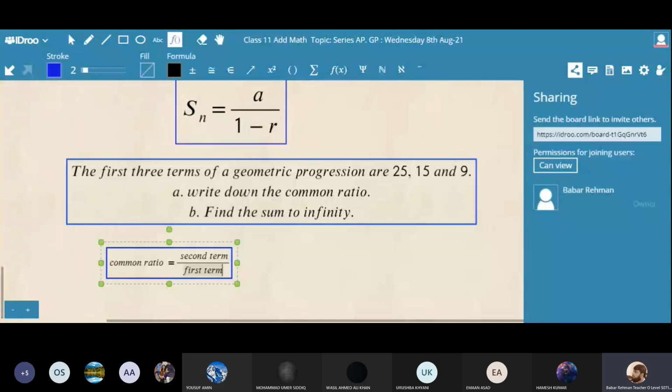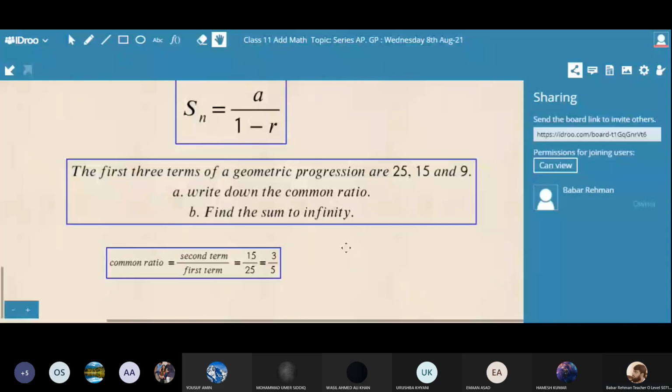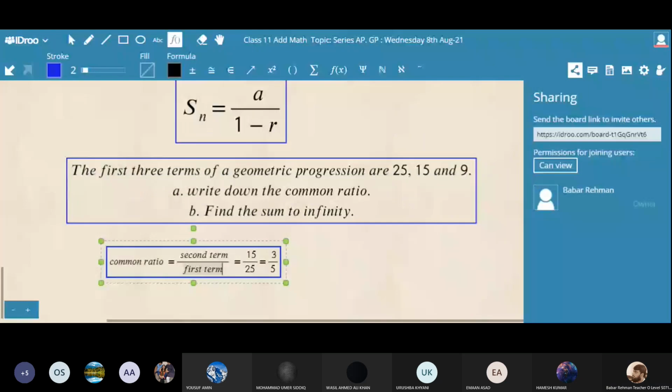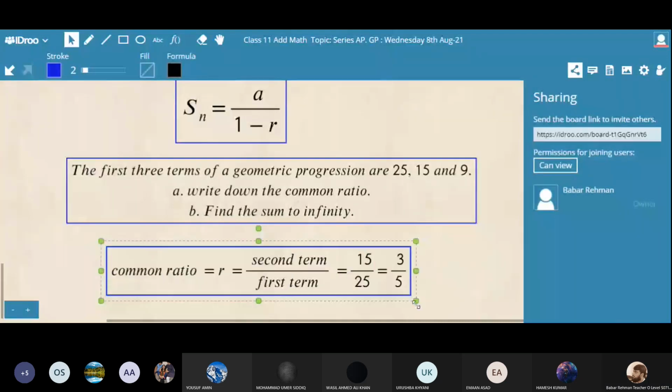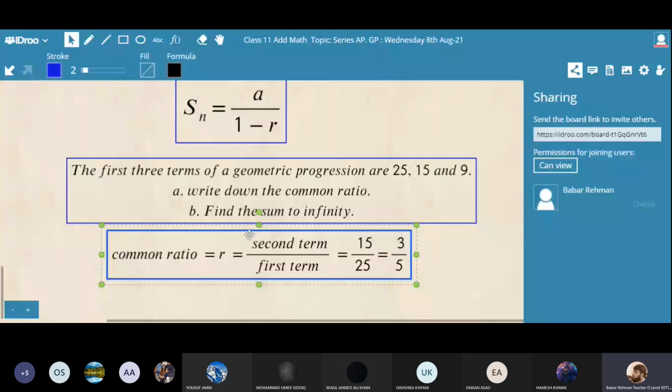Now, students, we are going to find the common ratio. Second term 15 divided by first term 25. What is the final answer? 3/5 is the common ratio. Common ratio is represented by R. So now we have found R. What is A?